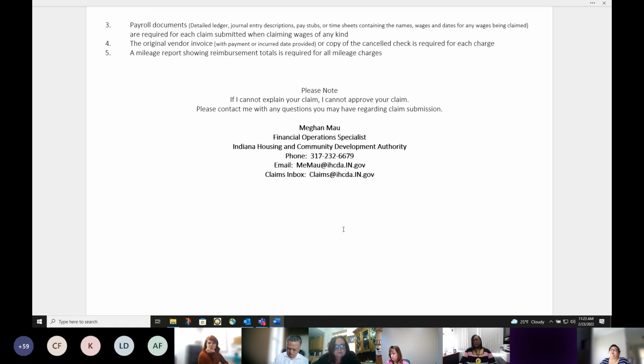The original vendor invoice with payment or incurred date provided, or a copy of the cancel check, is required for each charge. And again, a mileage report showing reimbursement totals is required for all mileage charges. So please understand that if we cannot explain your claim, we can't approve your claim. If there's confusion about what you're trying to claim, then it's not going to make sense.